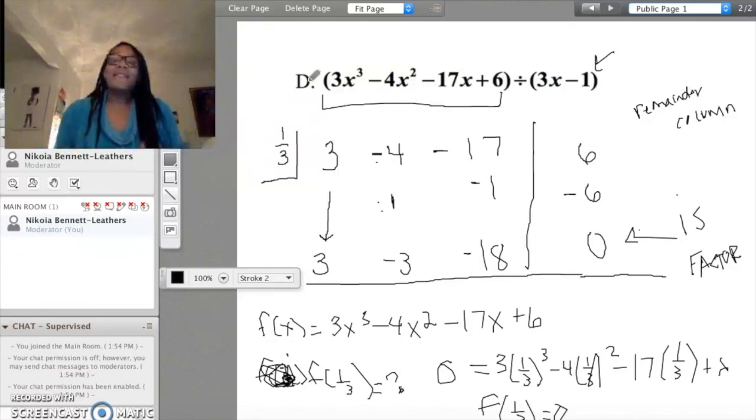So can we test using the remainder theorem this time? Yes, yes. So moving on, guys, we're going to start playing a little bit more with the remainder theorem, testing whether or not we have factors.